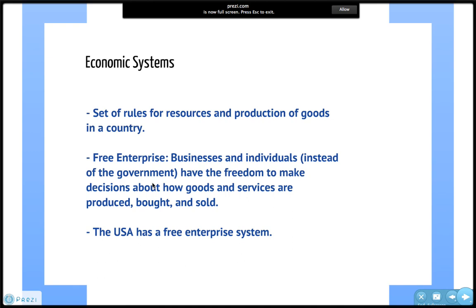What this means is, in a free enterprise system, the government does not tell a business owner how to run their business. You can run your business however you would like. That's all about the freedom that we have in the United States. If you see that word freedom there, that's what that means. That means that businesses and individuals, not the government, make those decisions.